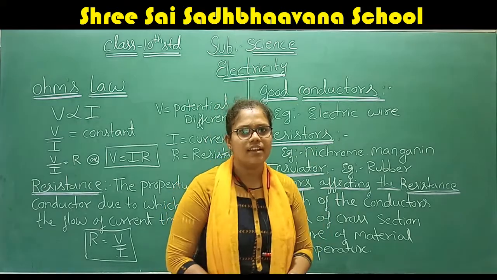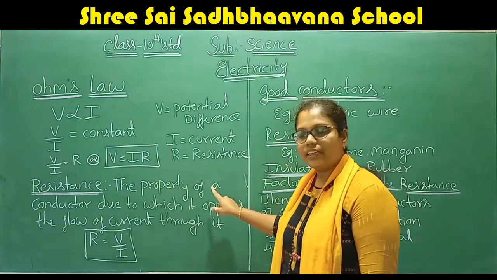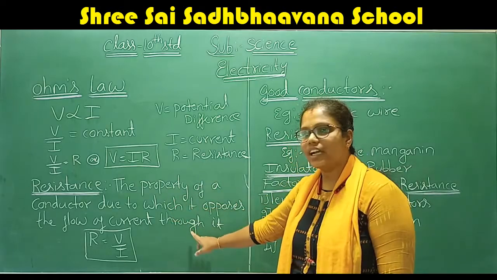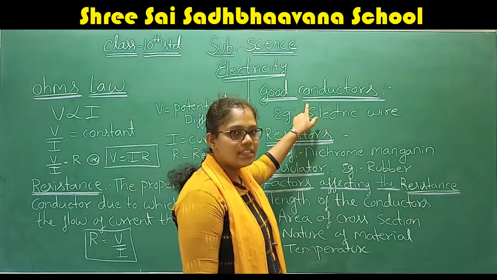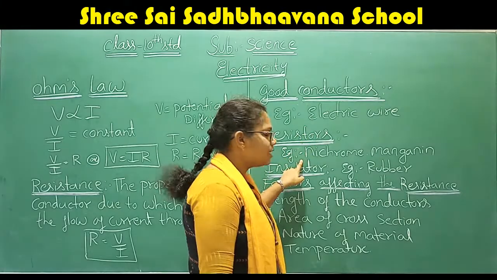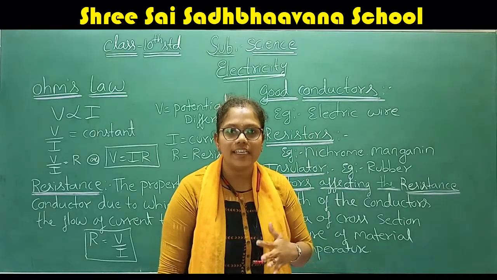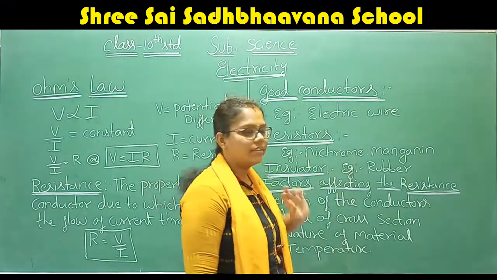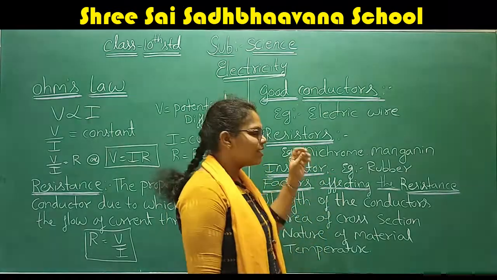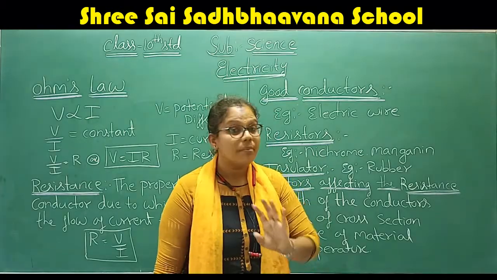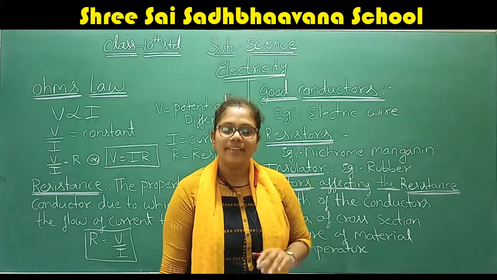What is resistance? The property of a conductor due to which it opposes the flow of current through it, that we call resistance. Good conductors have low resistance, resistors have high resistance, and insulators have infinitely high resistance. Example, rubber. It is a substance which does not allow electricity to pass through it. In a resistor, sometimes some current may flow, but in an insulator like rubber, no electricity passes.